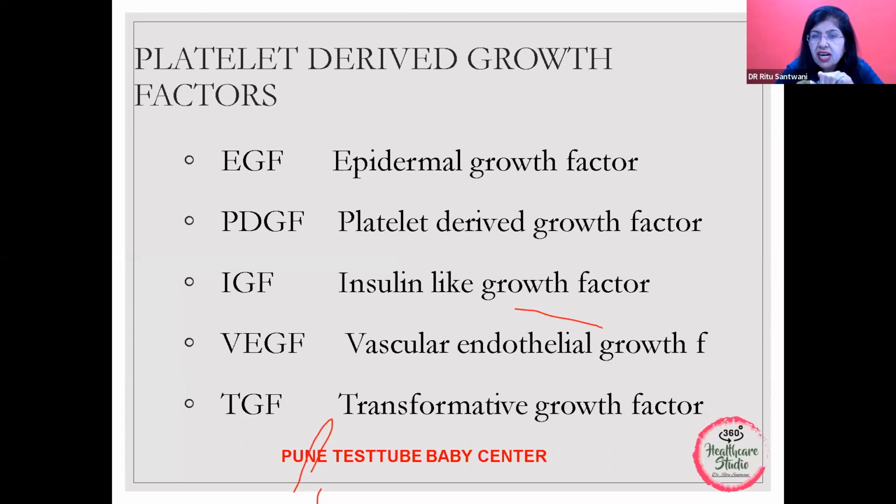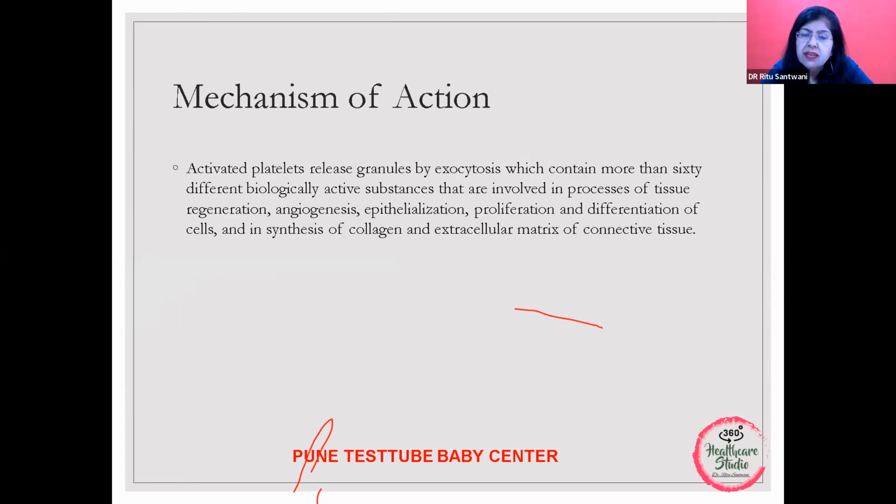So here this chart is showing the different factors which have been derived from this. This is the mechanism of action.